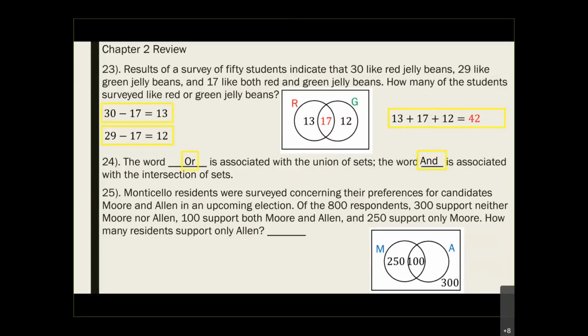So if you have this, now we can answer this question: you take the total minus what you used. That is 800 minus 300 to give you 500, minus 100 to give you 400, minus 250 to give you 150. So 150 supported Allen by himself. Allen got those votes, the 150. Okay, so the two pieces of information are a little bit different.